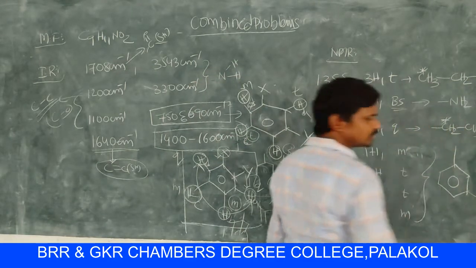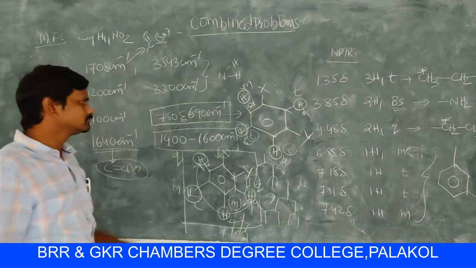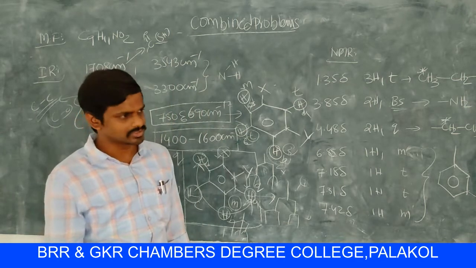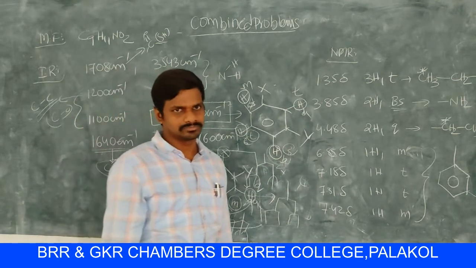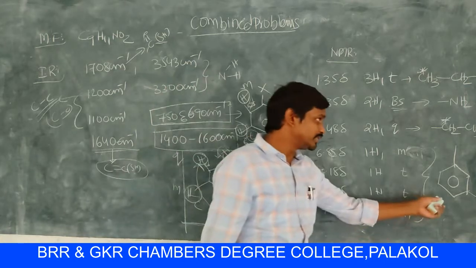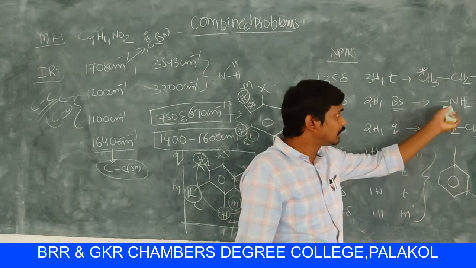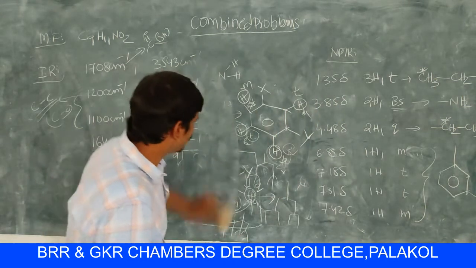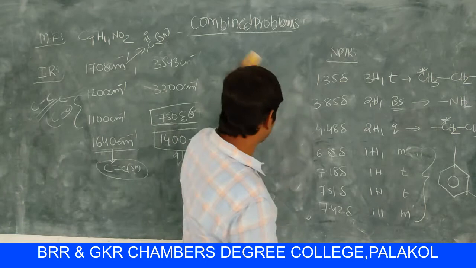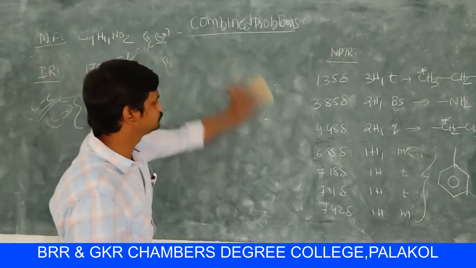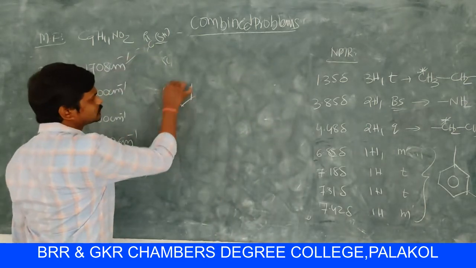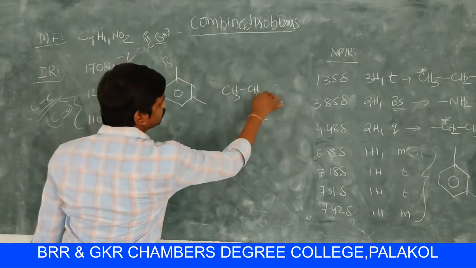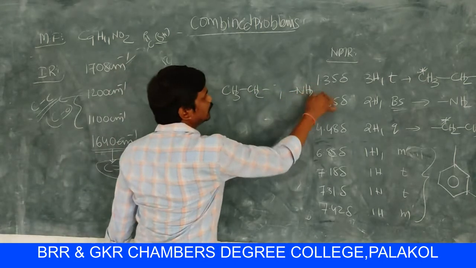This point we actually discussed earlier, based on the 750 and 690 centimeter inverse IR bands, but it is confirmed in NMR. So here we have a meta disubstituted ring along with CH3, CH2 and one NH2 group. So the moieties present in our organic molecule are one meta disubstituted benzene ring, a CH3 CH2 group, that means the tail group, and one amino group.